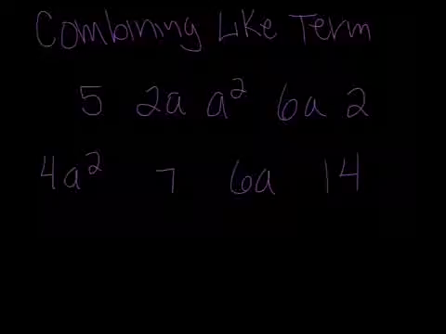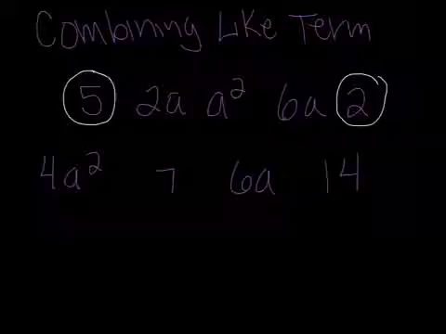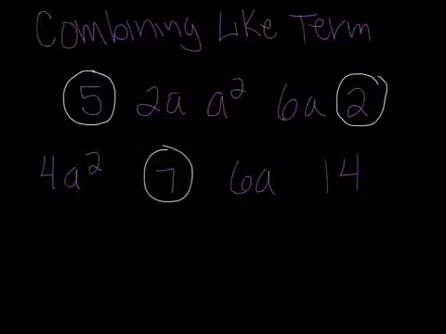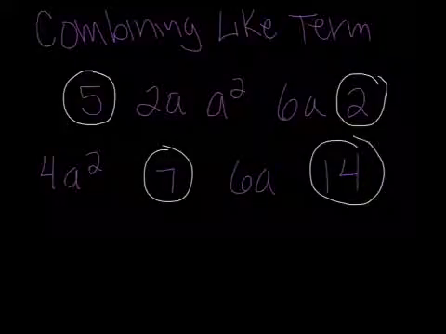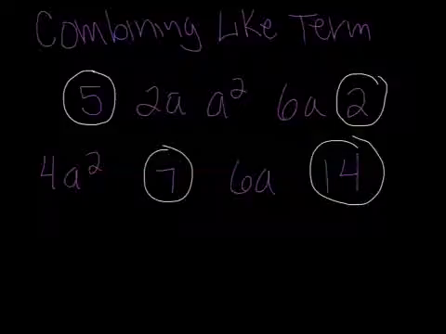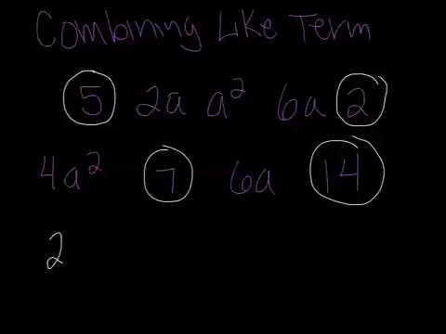For instance, let's start with 5. 5 is a constant. It has no variable, just a number by itself. So by combining like terms, we're looking for other constants that we can combine with 5. So let's go ahead and circle those together. We have 2, 7, and 14. So by combining like terms, I can add all those together. 14 plus 2 is 16. 5 plus 7 is 12. 12 plus 16 gives me 28.